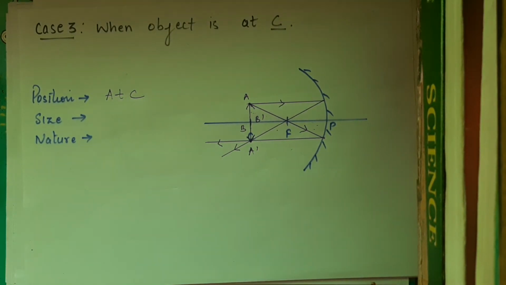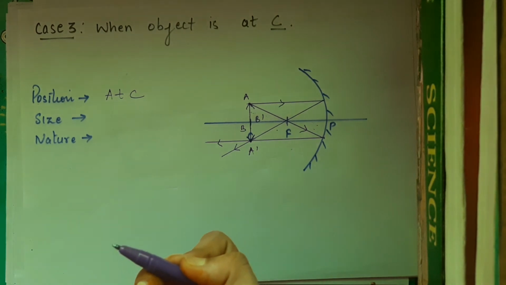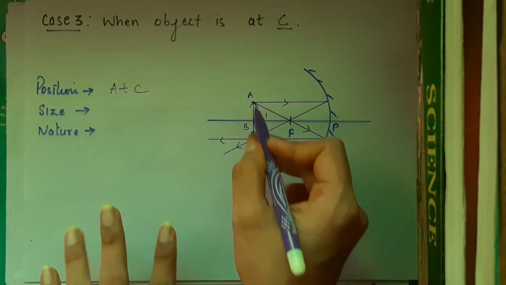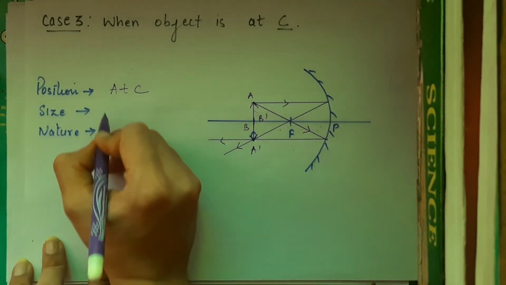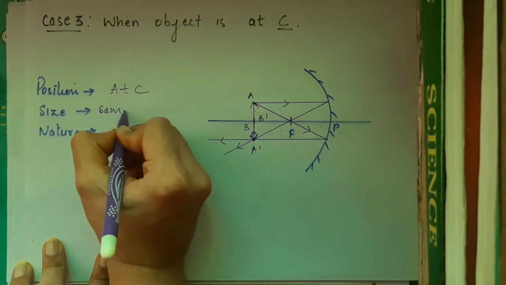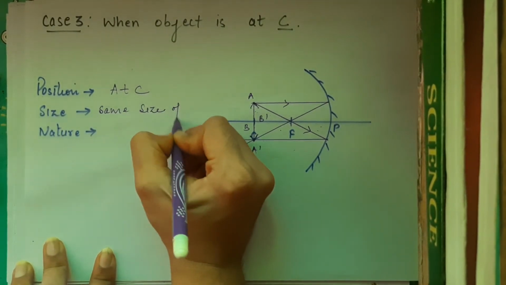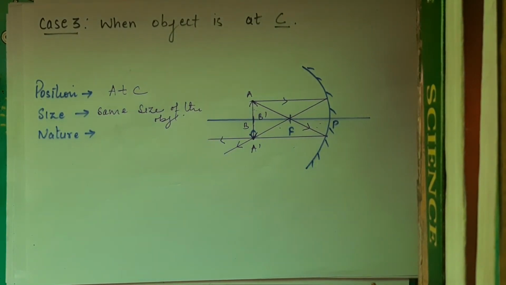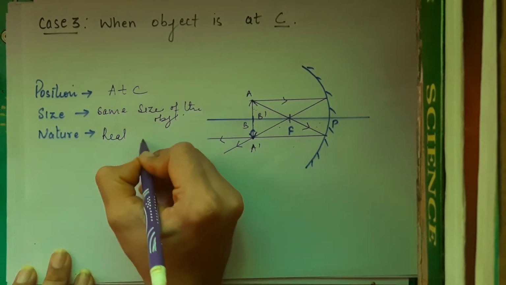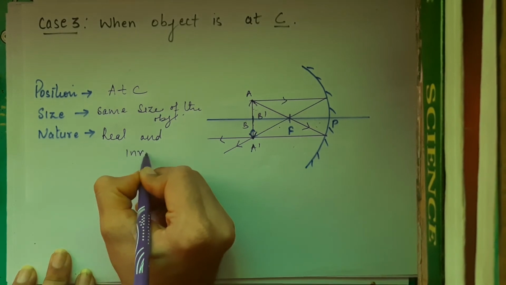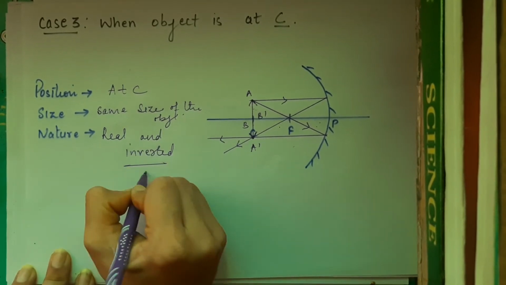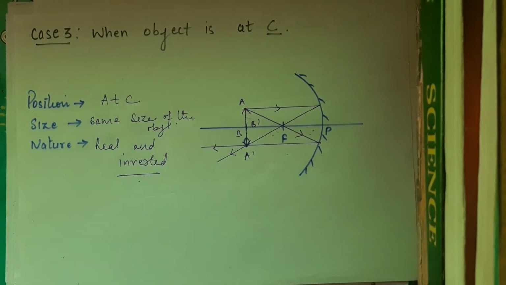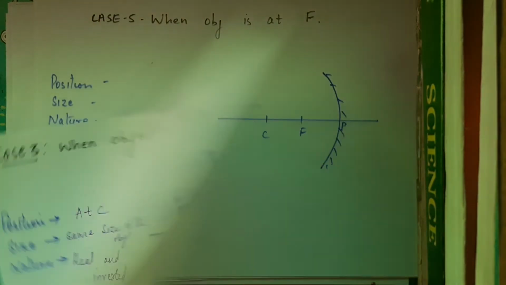What is the size of the image? You can measure it with a ruler also if you have doubt. The size of the image is exactly the same as the size of the object. So you will write same size as the object, exactly the same size of the object. What is the nature of the image? The nature is again real and inverted, right? So that is case number 3. Moving on to case number 4.